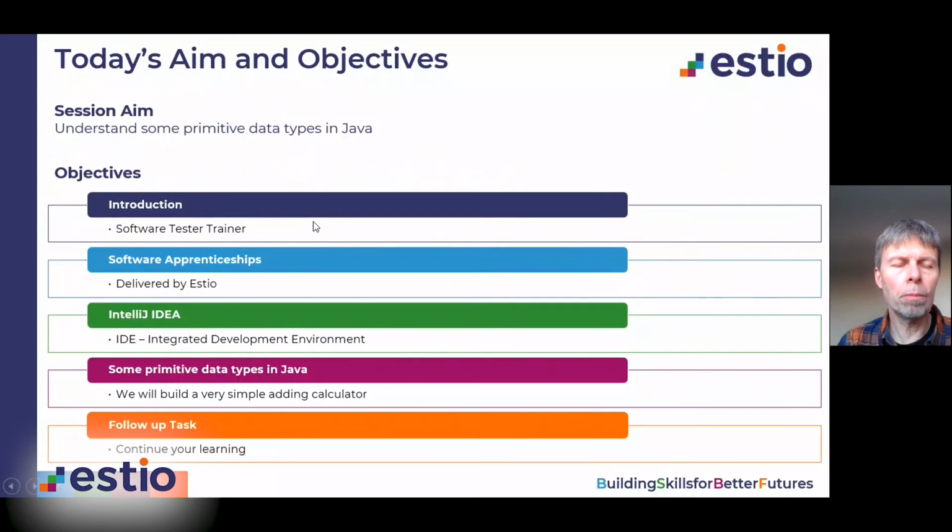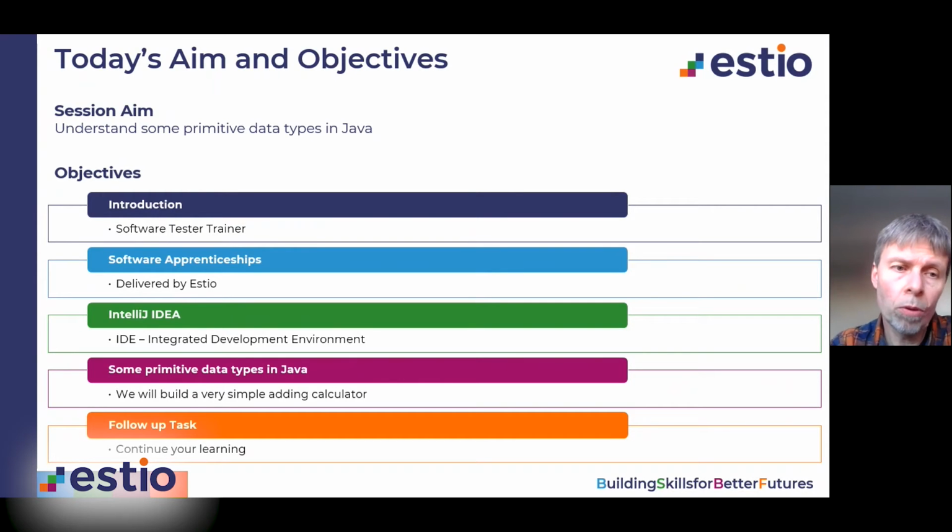So before I get into anything else, let me just take you through what I'm going to be doing over the next 20 minutes or so on this webinar. Okay, so share my screen with you. So I'm going to be talking through the next thing. So just a brief introduction to myself. Then I'm going to be talking about the 3 different software related apprenticeships which are delivered by Estio. And then we're going to get into the sort of training module that we're doing. I'm going to be doing it on Java.